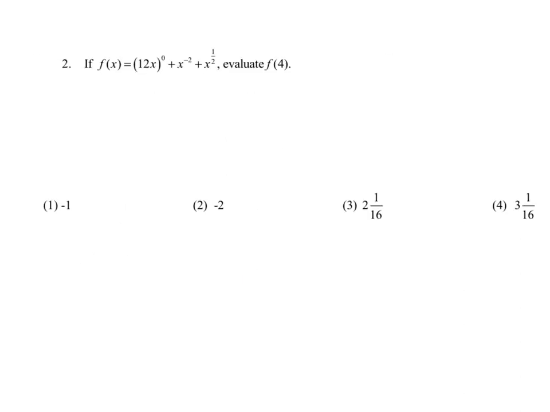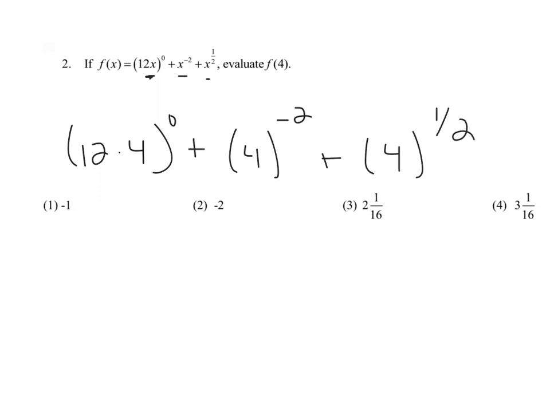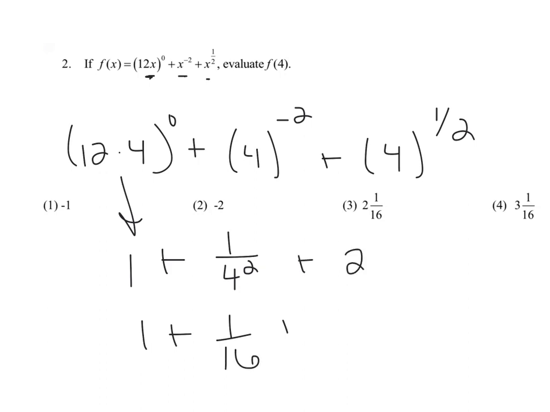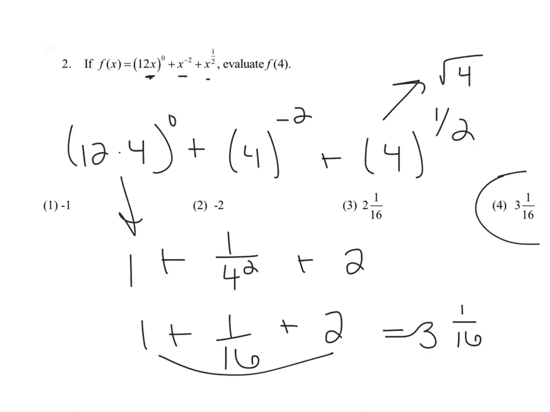For this question, you're going to evaluate f of 4, which means replace all the x's with 4. So I'm going to have 12 times 4 to the 0 plus 4 to the negative second, and then plus 4 to the 1/2. Now this whole thing is going to become 1 because anything to the 0 power is 1. 4 to the negative second is really 1 over 4 squared, which is 1 over 16. 4 to the 1/2 is 2 when you put it in your calculator, or you can understand that this is the square root of 4 because of power over root. But anyways, these guys add to 3, and then you have 1/16, so that's your answer.